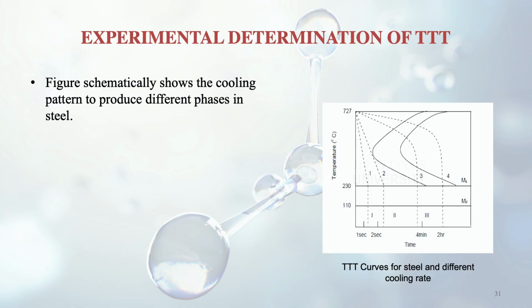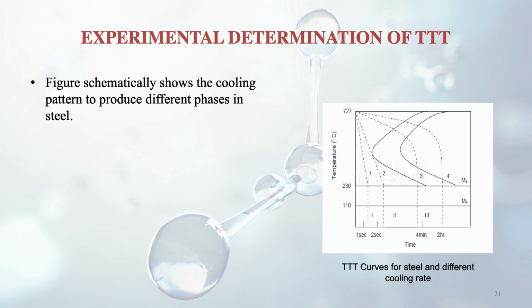So this figure, if you can see, schematically shows the cooling pattern to produce different phases in steel. So it is the TTT curve for steel with different cooling rates. The cooling rates, if you can see in the figure, are given by the dotted lines. The first dotted line is much beyond the nose of the curve, then the second one is just tangent to the curve, and then the third one is crossing the curve towards the right side of the nose, and then the fourth one is much beyond the nose towards the right side of the curve.